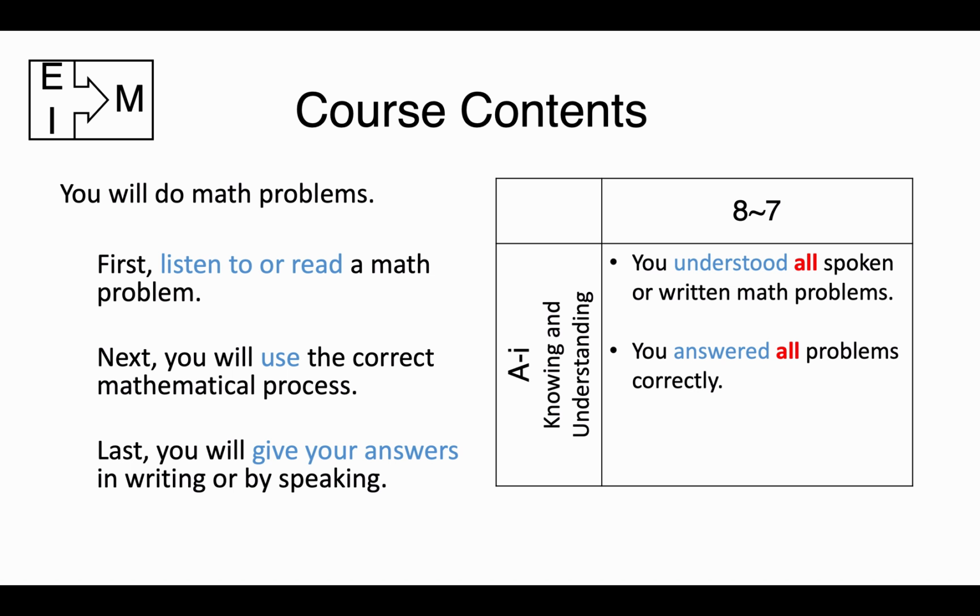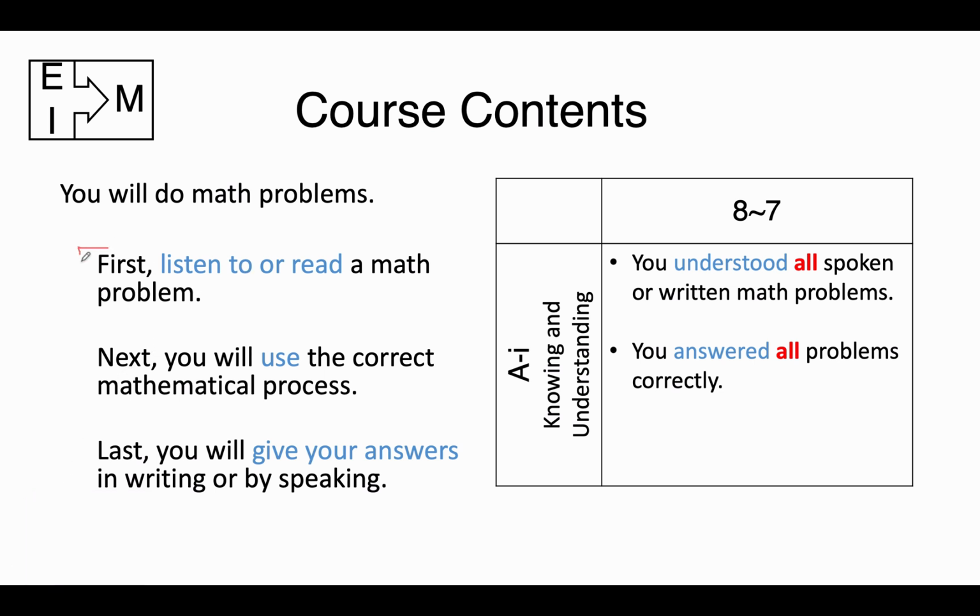During this unit, there are three goals. First, knowing and understanding. There are three things that you'll do. First, you will listen to or read a math problem. Next, you will use the correct mathematical process. And last, you will give your answers in writing or speaking. So let's check what that means.